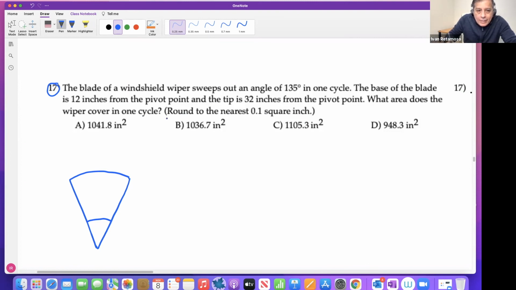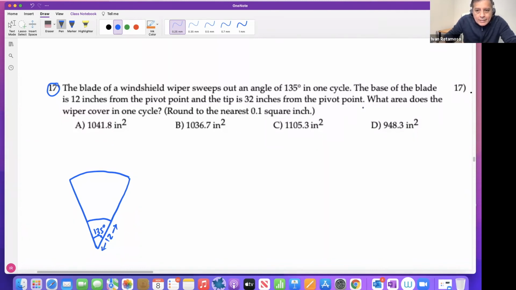The base of the blade is 12 inches from the pivot. So this should be 12, right? 12 inches from the pivot. The angle, 135 degrees, right? The angle, 12 inches from the pivot, so this is 12.